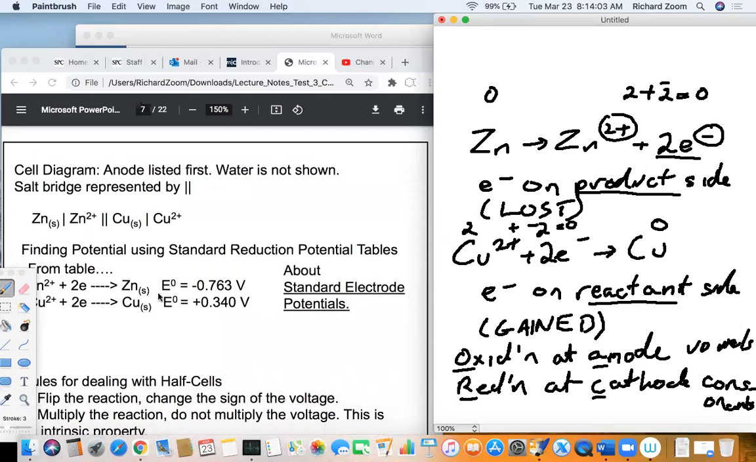Now, in a cell diagram, we always list the anode first. If you look at the two reactions I have here, you can see the zinc is losing electrons. So this is oxidation, which makes this the anode. And on the other one, the copper is gaining electrons, so that's reduction, which makes that the cathode.